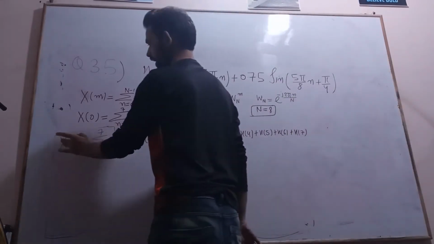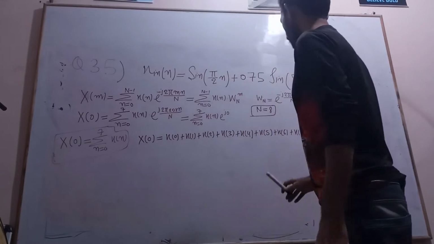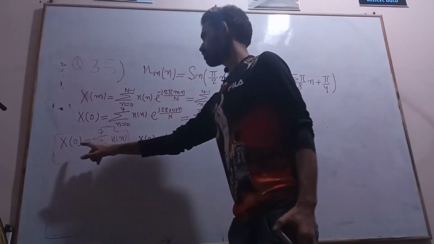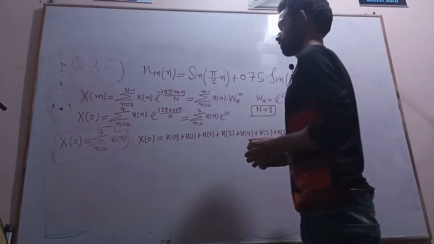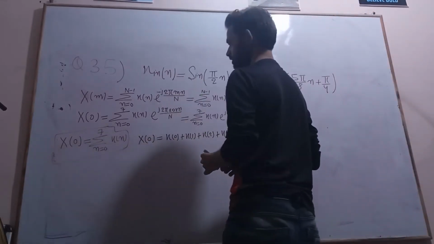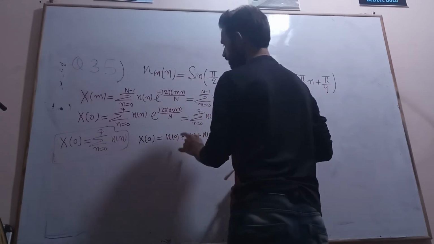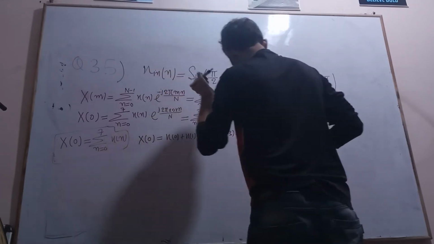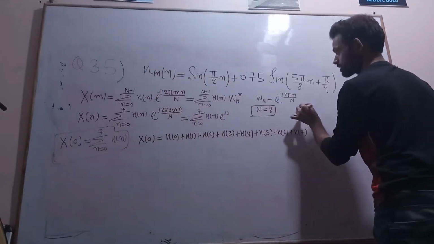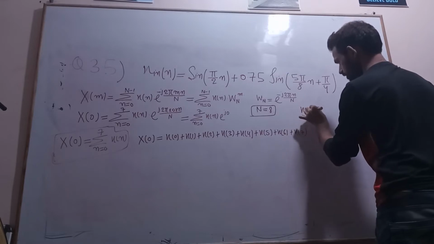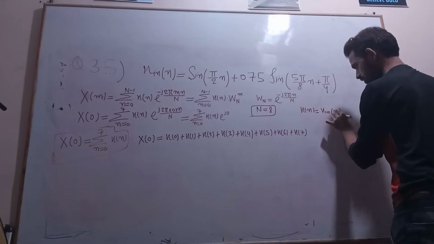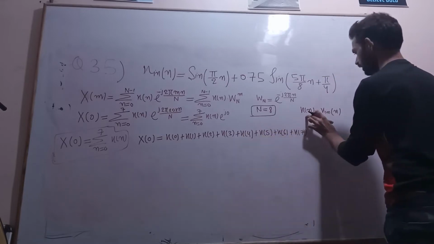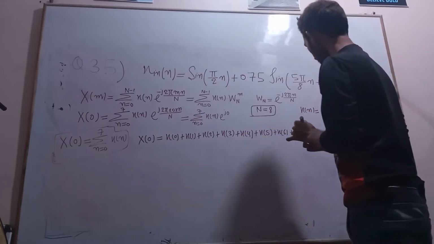This is DFT at x is equal to DFT at origin. Okay, DFT at 0. So we have to find this. For finding this, x of n is nothing but x_in of n. Okay, remember this is in. x of n is equal to x_in of n.